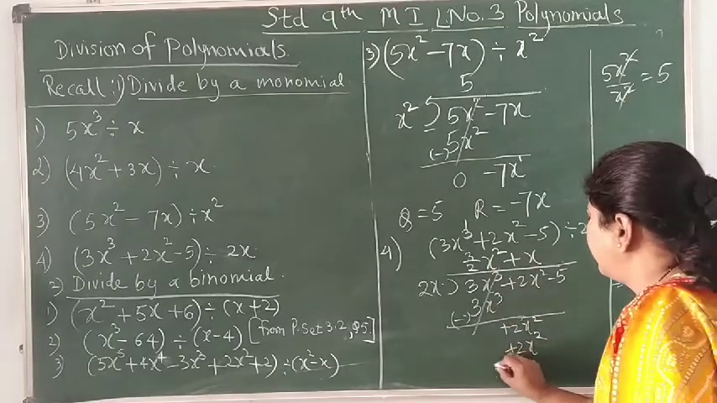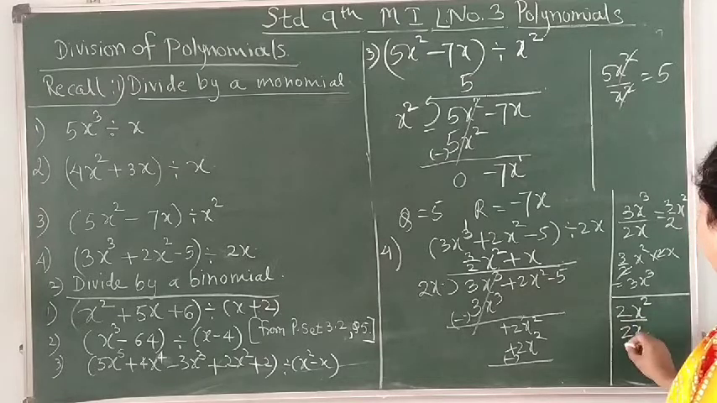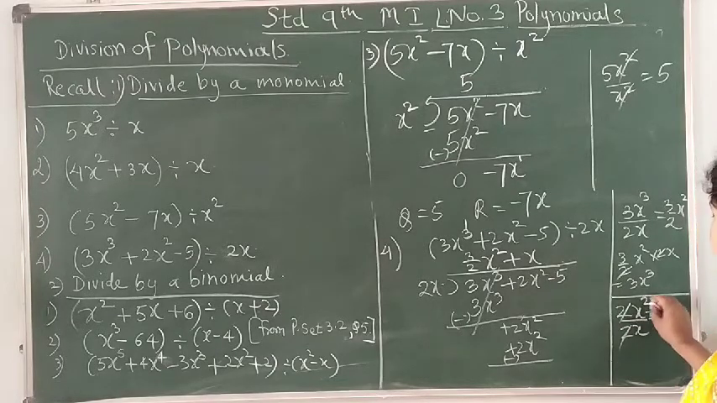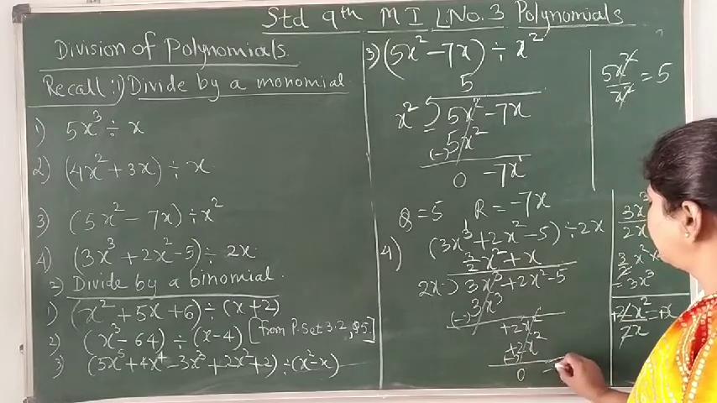If it is not possible for you to do it orally, you can certainly go for the rough work, as told before. 2x square divided by 2x: the 2 gets cancelled, x square divided by x, you get x. As this sign is plus, this is also going to be plus. So this will get cancelled and now minus 5.